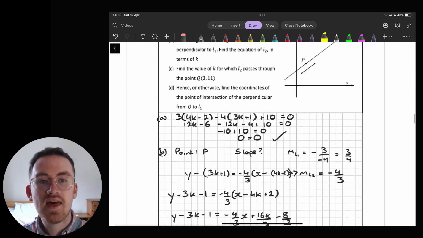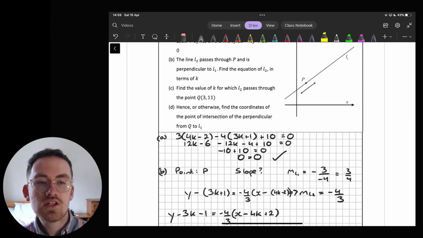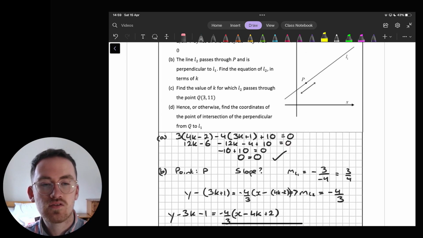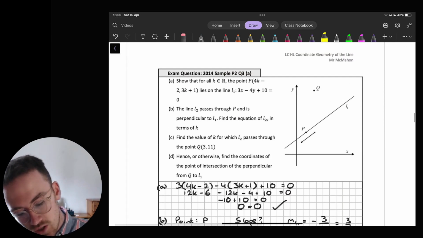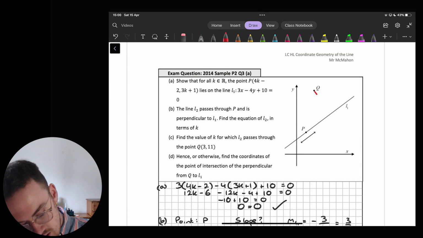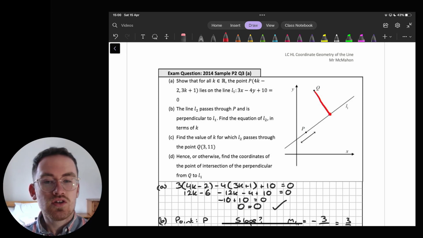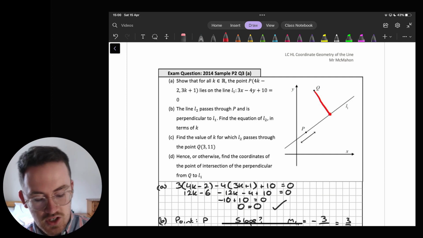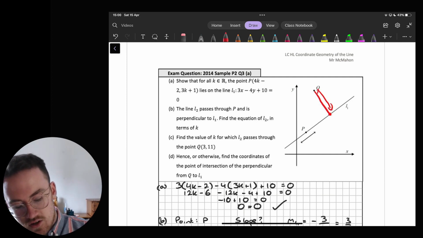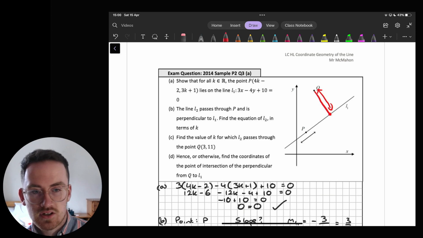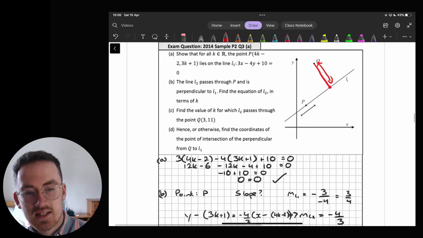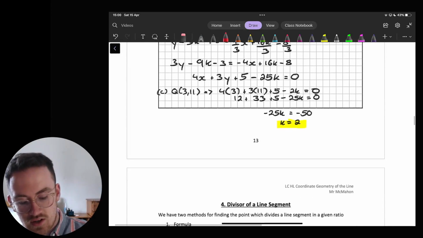Okay. Then hence or otherwise find the coordinates of the point of intersection of the perpendicular from Q to L1. So we're looking for the point of intersection of this line here, the line from Q to L1. This line goes through the point Q and is perpendicular to L1, which makes it the line that we just found in the last part.